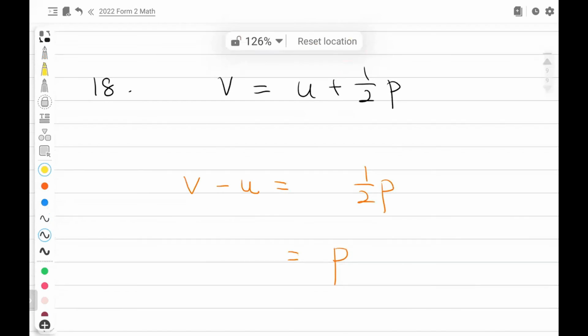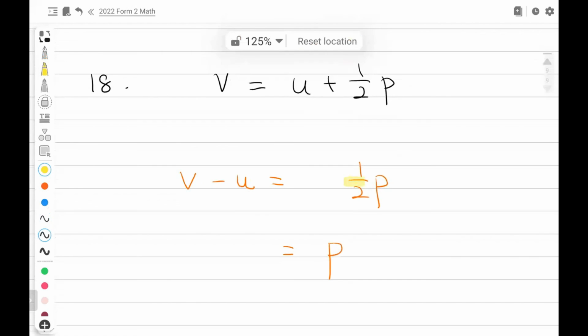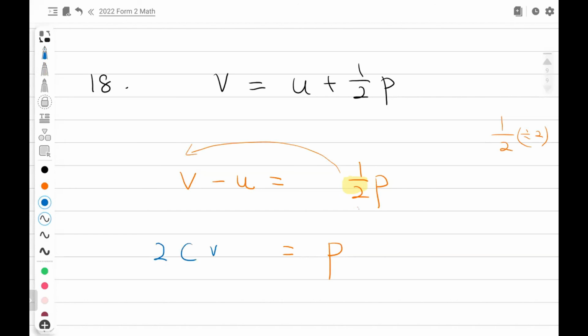Okay. So you get the idea here. Fraction means what? Divide. If we have 1 over 2, it means divided by 2. It's the same. So if you look at a number in fraction form, 1 over 2 means divided by 2. So divided by 2, move to the front, switching the symbol, it becomes times, meaning times 2. So times 2. 2 times V minus U.